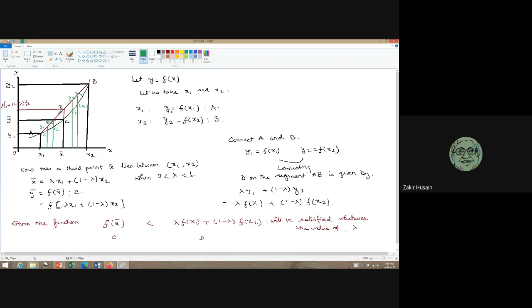So if you increase lambda, you're going to move here. If you decrease lambda, you're going to move here. But this property is always going to hold as long as the function is like this. Right? Any questions? No, sir, I can get this point. Okay.